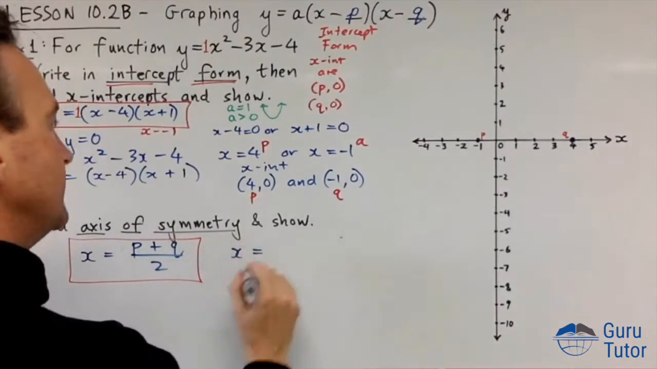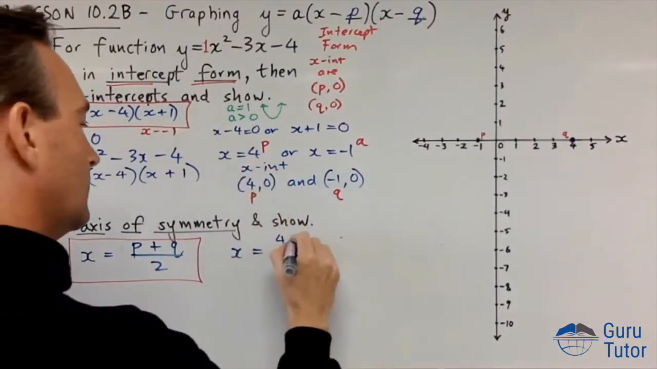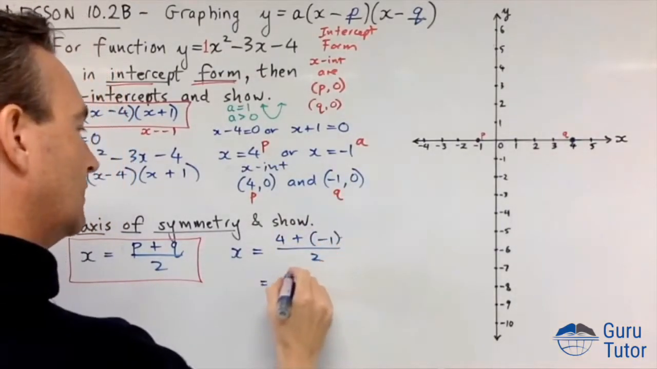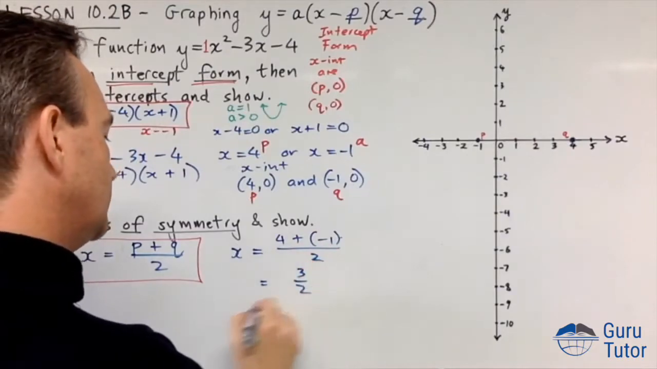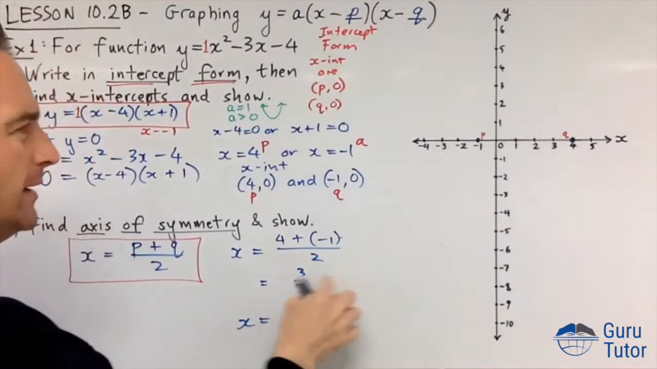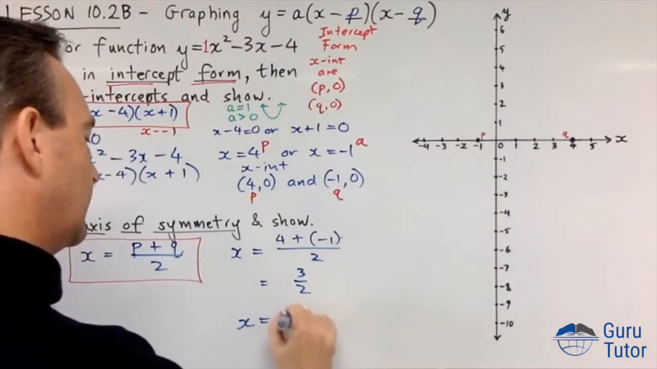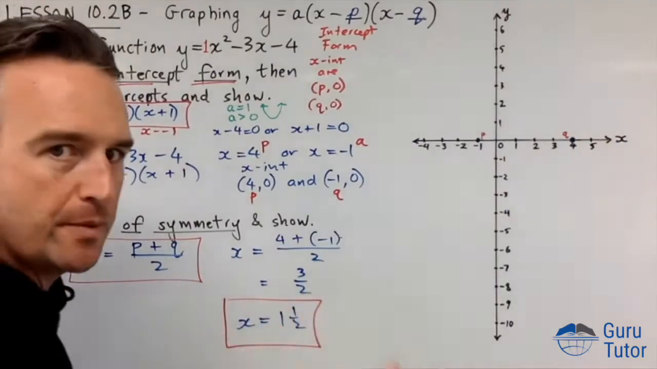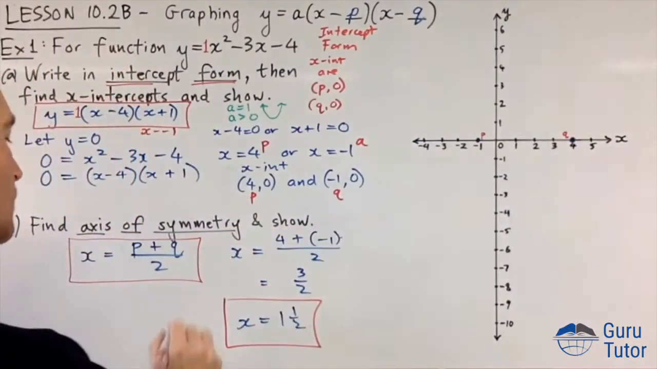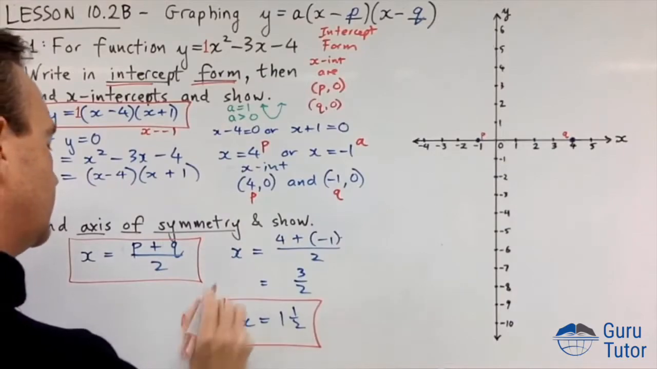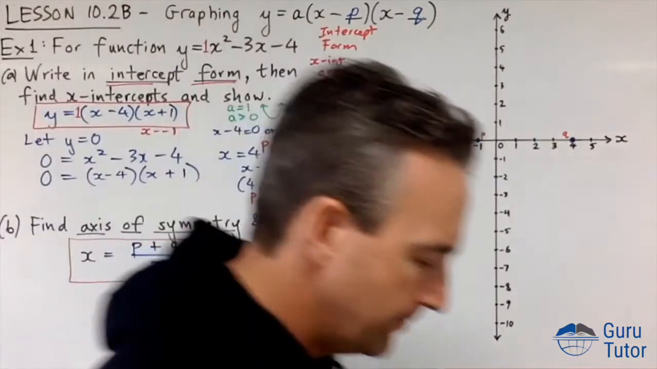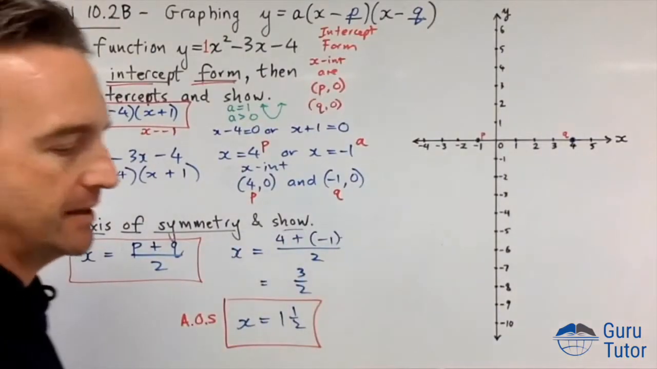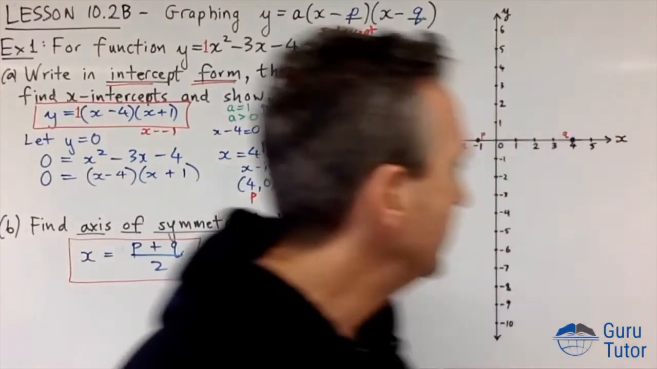So what is it here? P is 4, Q is minus 1 over 2. What's that? 4 plus negative 1 is 3 over 2. X is 3 over 2. Let's write it as 1.5. Our axis of symmetry is the equation. Remember, the axis of symmetry is not a point, it's an equation. Axis of symmetry is the line x equals 1.5. And let's show it. Okay, so that's going to be a vertical line through x equals 1.5.